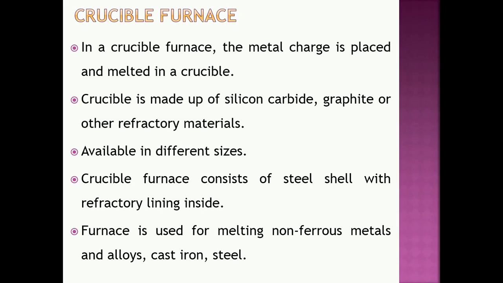This crucible furnace consists of a steel shell which is lined with refractory lining inside. The furnace is used for melting of non-ferrous metals, alloys, cast iron and steel. Mostly we use this crucible furnace for melting of non-ferrous metals, because non-ferrous metals have a lower melting point as compared to ferrous metals, and it is rarely used for melting of steel or cast iron.